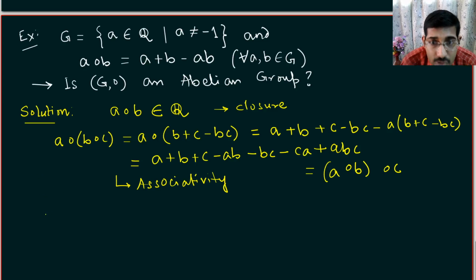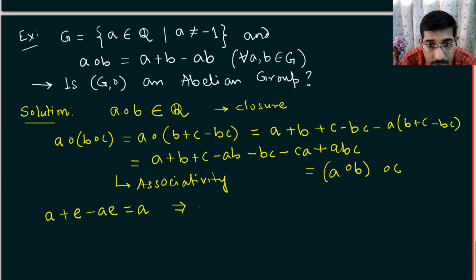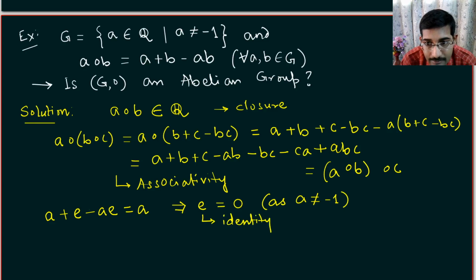Now the existence of identity element. To have identity element, I need to prove A∘identity is equal to A. So A plus identity minus A into identity is equal to A, which gives me identity is equal to 0, as I know I have given A not equal to -1. So this is my identity element of the set. So this is property 1, this is property 2, this is property 3.